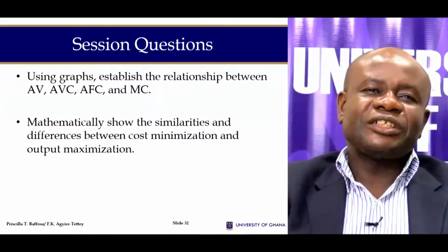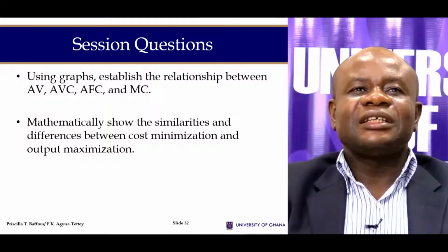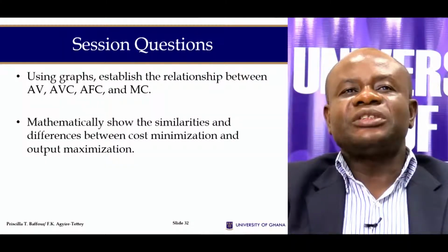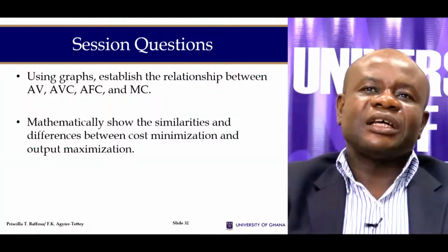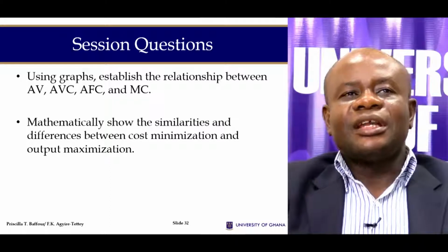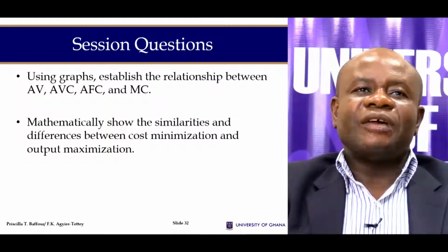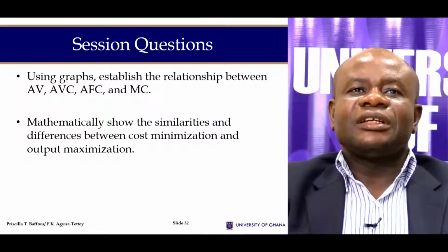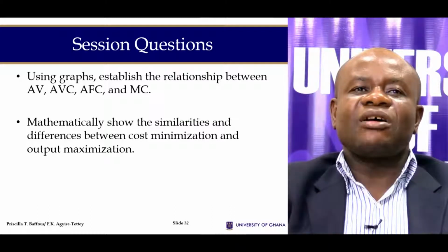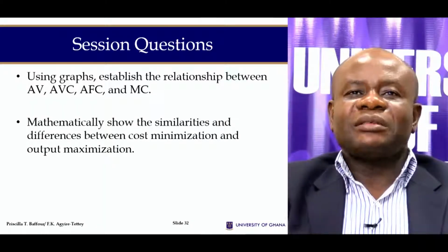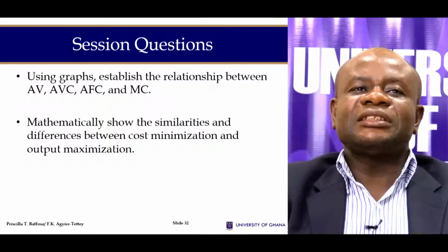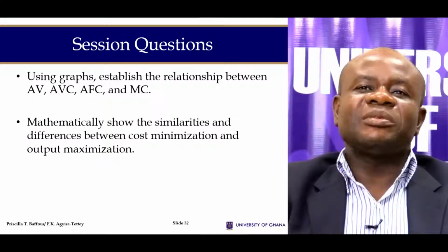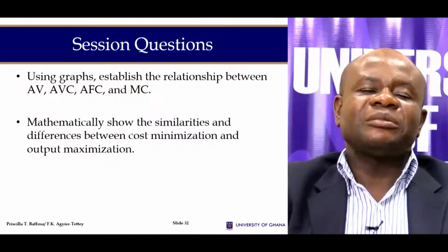Now, I have a question that I've added to the slides. Using a graph, establish the relationship between the average variable cost, the average cost curve, the average fixed cost, and the marginal cost. Mathematically show the similarities and differences between cost minimization and output maximization.